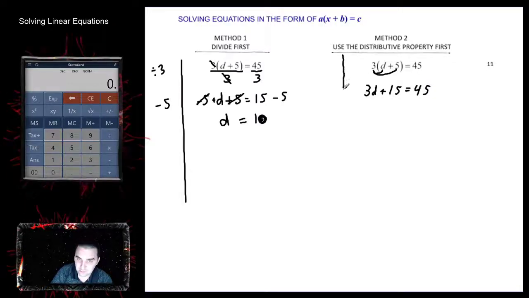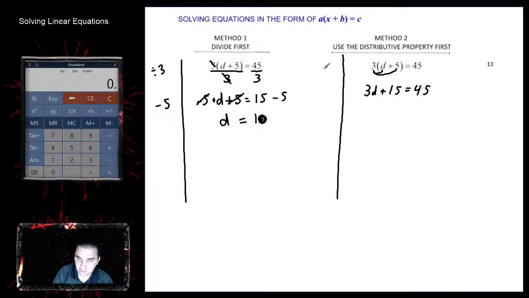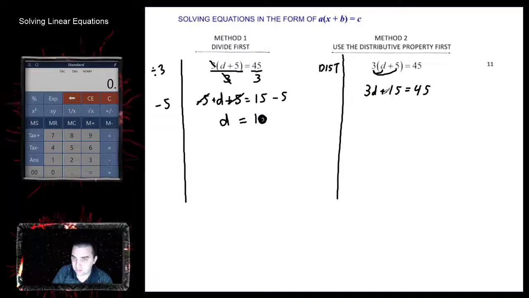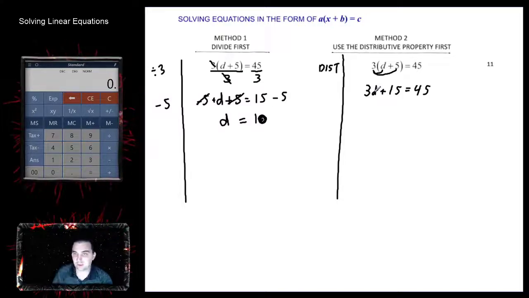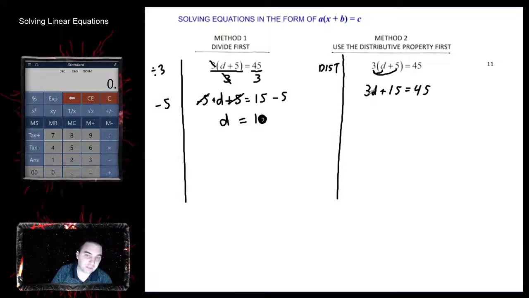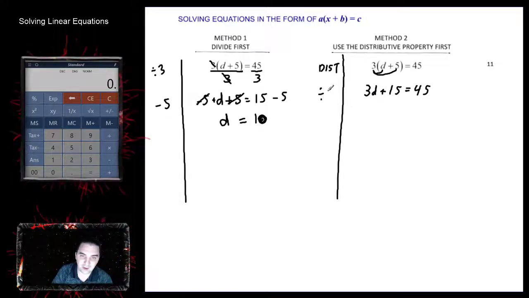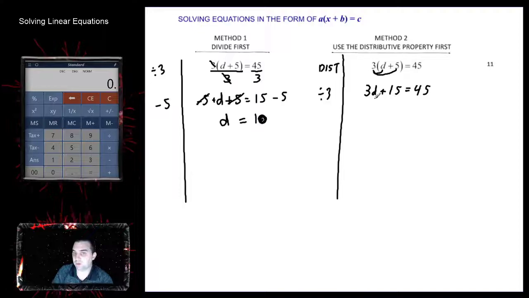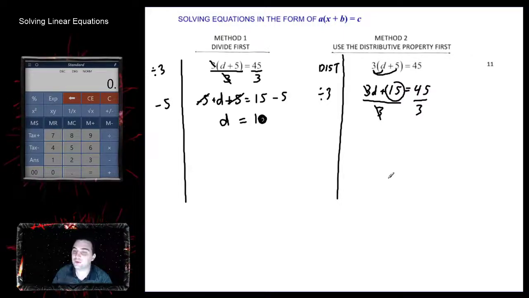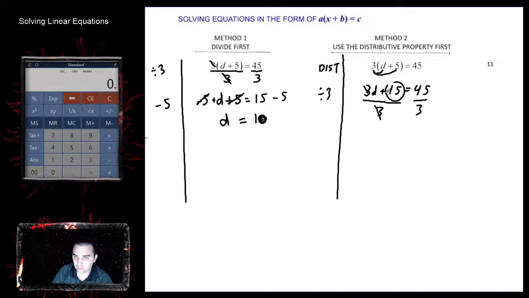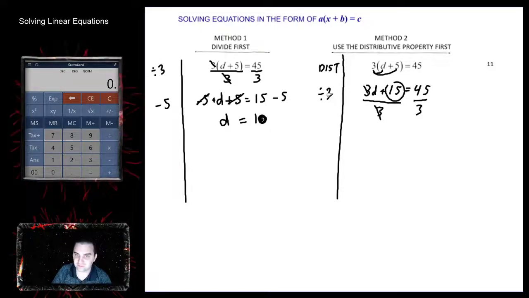I'm going to do that same line down here to show you what I'm doing. So here I distributed. And then I am looking at this. I have 3d plus 15. This is a mistake a lot of people make. They're like, okay, d is being multiplied by 3, so I'm just going to divide by 3 on both sides. Again, this is wrong. When you're dividing by 3 on both sides, it doesn't just cancel that out. You're also affecting the 15. So you can't do that because you're not really accomplishing your goal of getting rid of stuff. You're just moving stuff around.